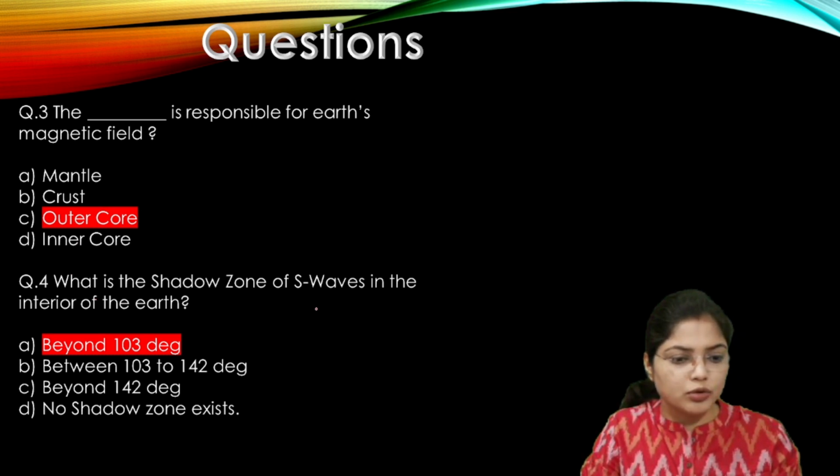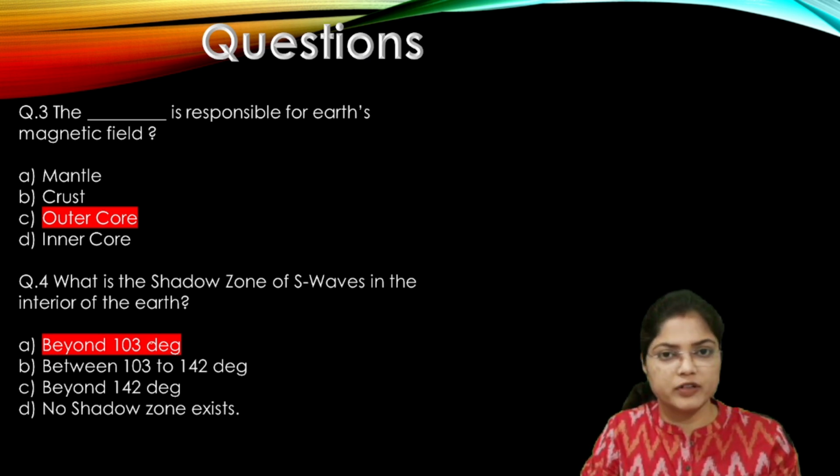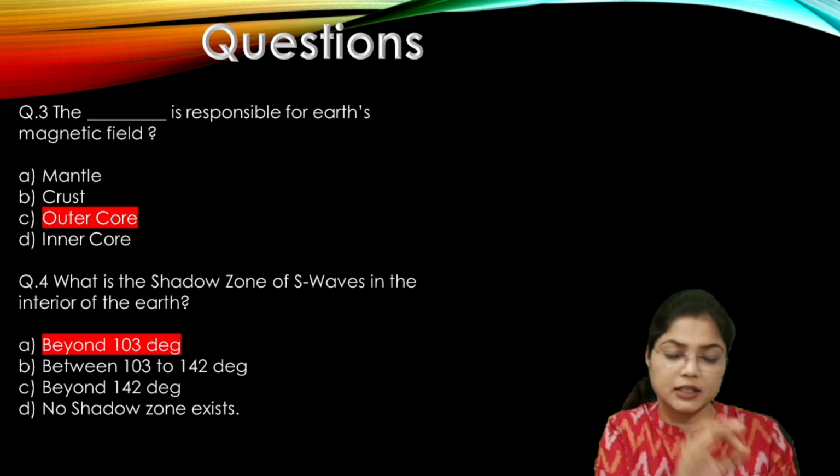What is the shadow zone of S waves in the interior of the earth? Beyond 103 degree or beyond 105 degree, whichever you are comfortable with, or whichever the option given over here.